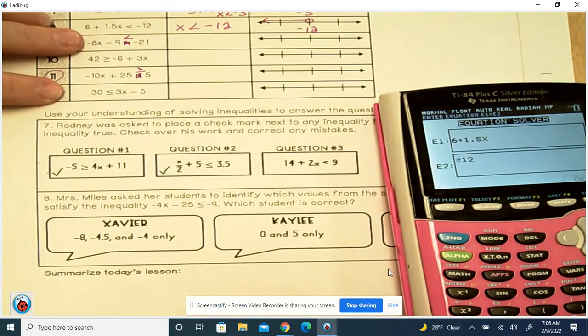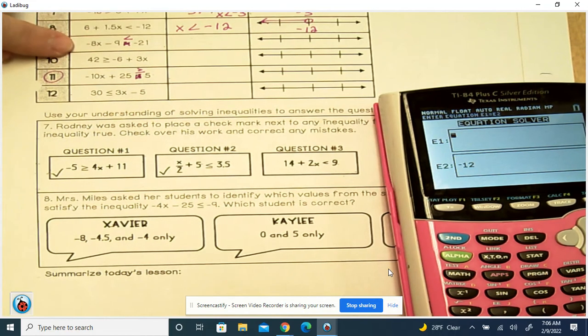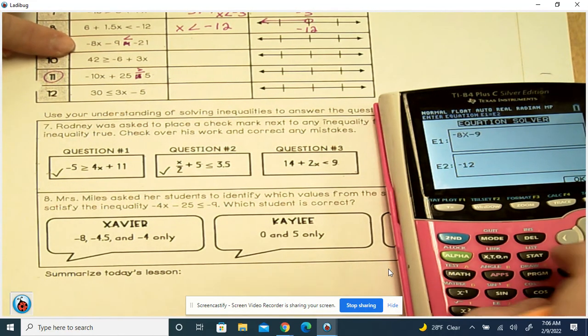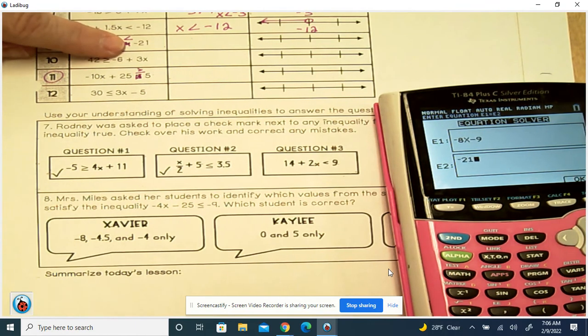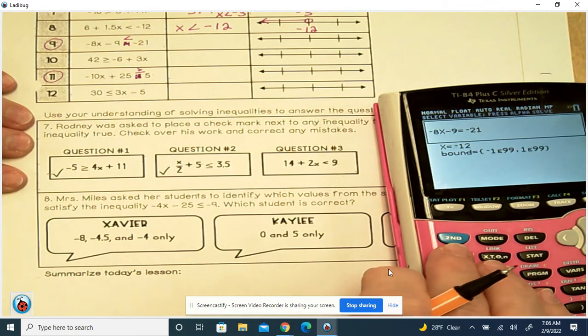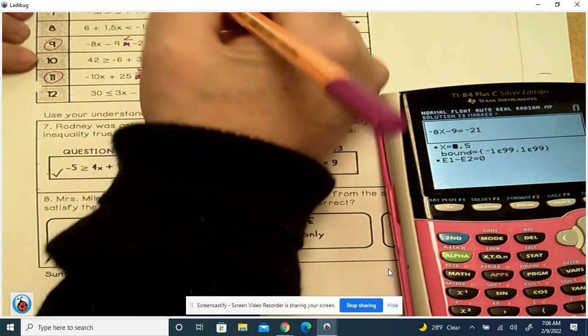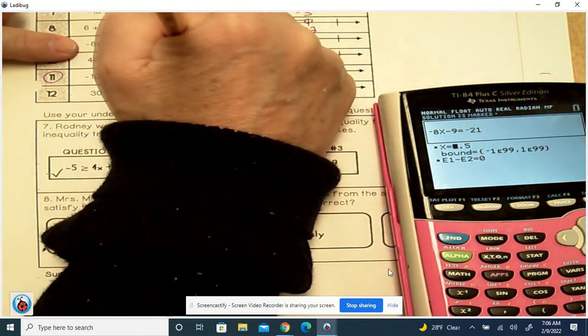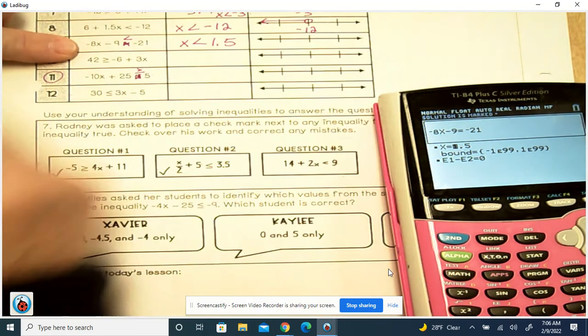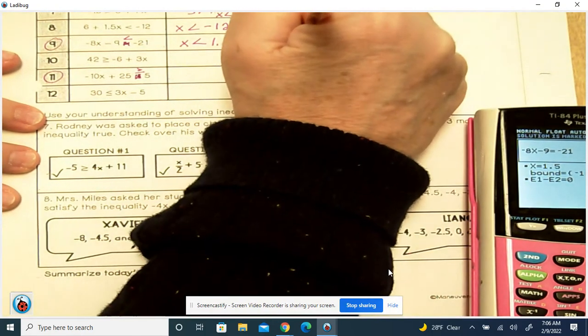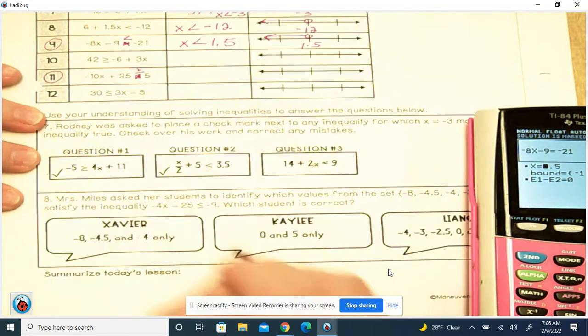Okay, I'm going to go up to the top, clear. Here's where my 21 comes in. Negative 8x minus 9 and negative 21. Enter, alpha, enter, and I get 1.5. That's right. So we switch the sign, so it's x is less than 1.5. So I got 1.5, open circle, shaded to the left.